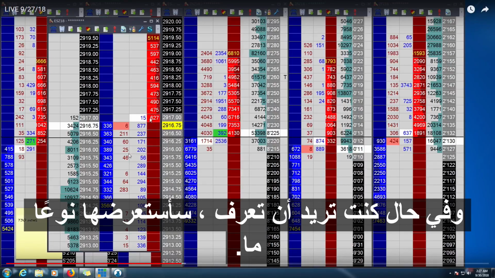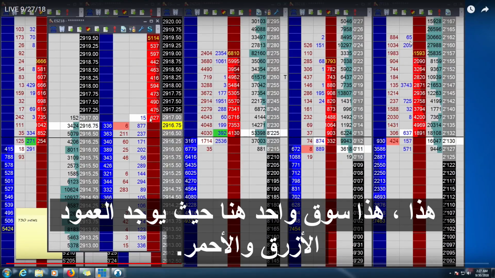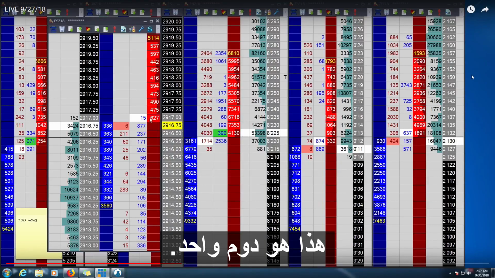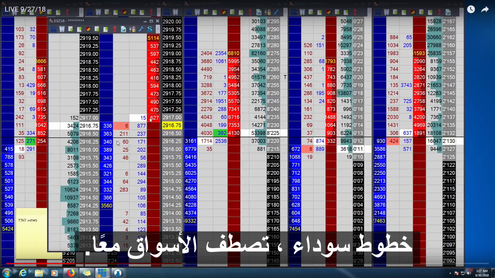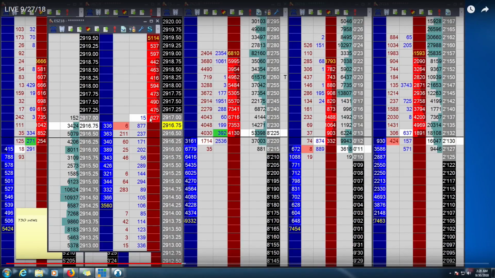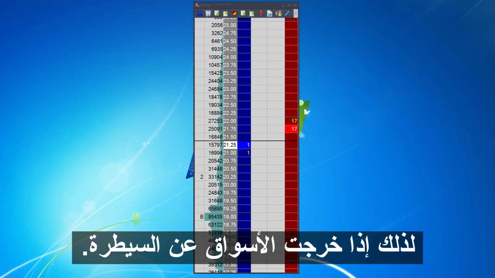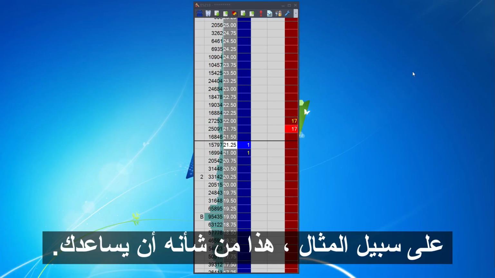In case you want to know, I'll go over them. This is one market over here where the blue and red column are. This is one DOM. You can see the edges, and you can see how I have the black lines lining the markets up together. So if the markets get out of whack, for instance, this should help you.